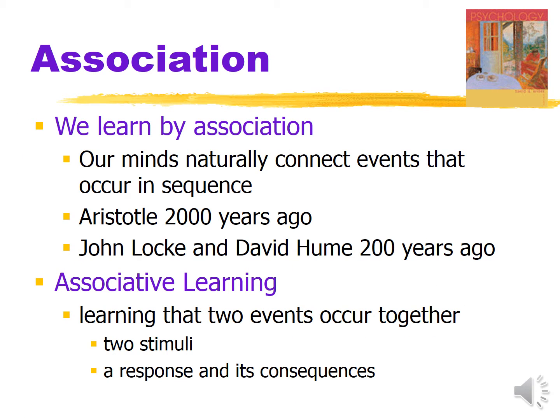Associative learning is one of the basic forms of learning as we've seen in class through classical and operant conditioning. This is something which thinkers, scientists, philosophers have realized for thousands of years, going back to and including Aristotle 2,000 years ago and John Locke and David Hume 200 years ago. Two people, or three people rather, whom you might have encountered in your philosophy class if you're taking philosophy.